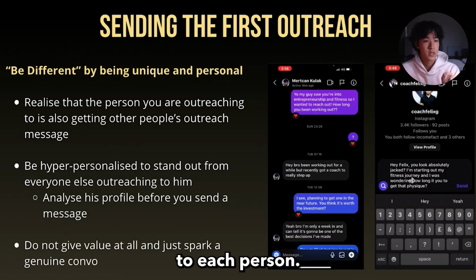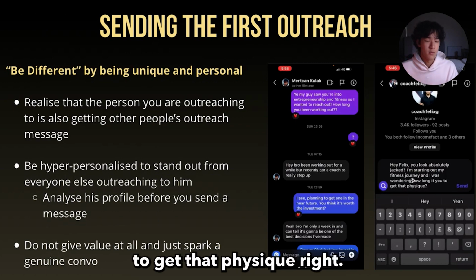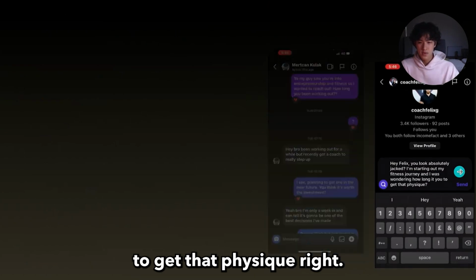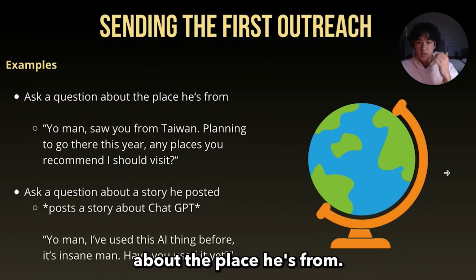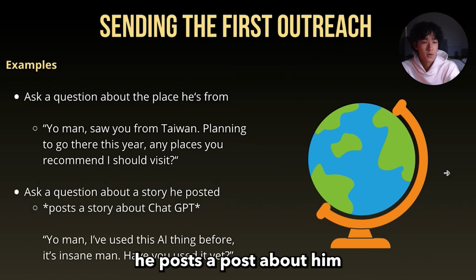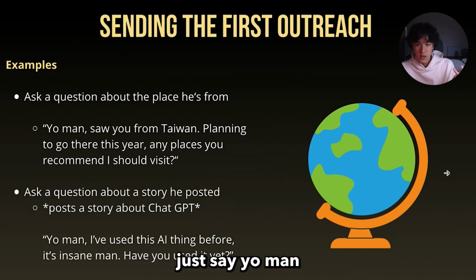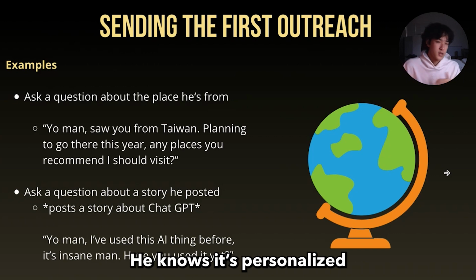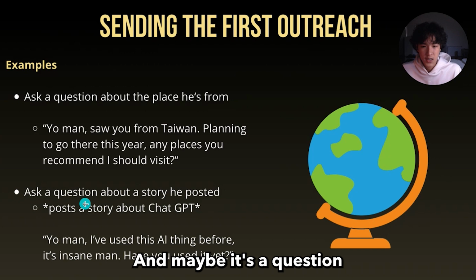It's very specific to each person. And because both of them are in the fitness space, I asked how long have they been working out, or how long did it take him to get that physique, right? So very, very simple. And another way is just to ask a question about the place he's from. So if you see he posts about being from a specific area, maybe it's Taiwan, right? Just say, yo man, saw you're from Taiwan. Planning to go there this year. Any places you recommend I should visit? Very simple, straight to the point. He knows it's personalized because he's from Taiwan, right? Very simple. And maybe it's a question about a story he posted.